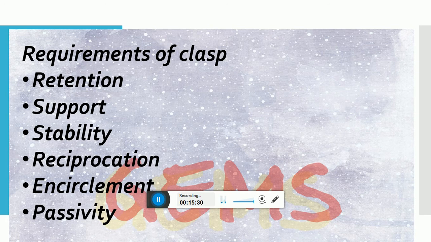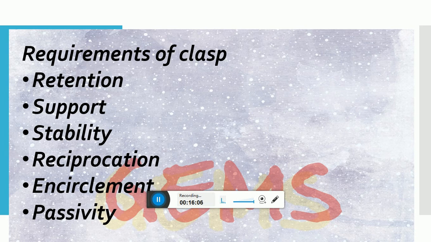Support we have already done, stability also done. Now, what is reciprocation? Reciprocation is the quality of the clasp assembly that counteracts the lateral displacement of an abutment when the retentive clasp terminal passes over the height of the contour. That is reciprocation.